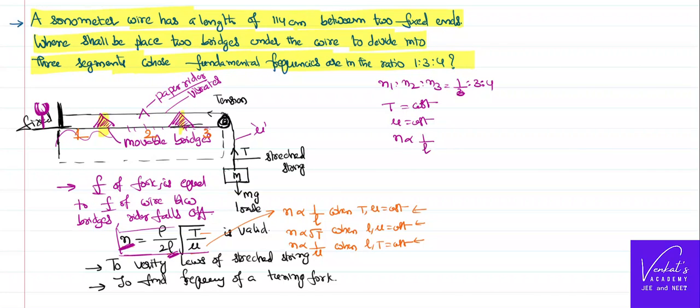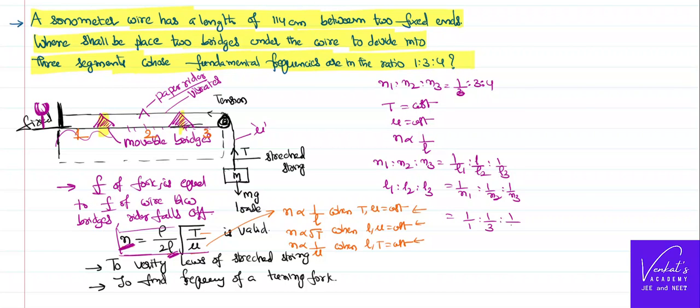That's called the law of length in stretched strings. N is inversely proportional to L. So I can say N1 is to N2 is to N3 is 1 by L1 is to 1 by L2 is to 1 by L3. They are reciprocal. Or L1 is to L2 is to L3 is 1 by N1 is to 1 by N2 is to 1 by N3. That is 1 by 1 is to 1 by 3 is to 1 by 4. So if I want to write it further as a ratio, 12 is the LCM, therefore multiply with 12. 12 is to 12 by 3 is to 12 by 4. That is 12 is to 4 is to 3.